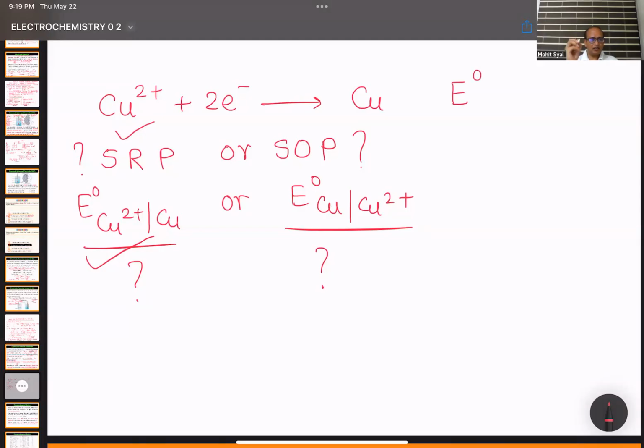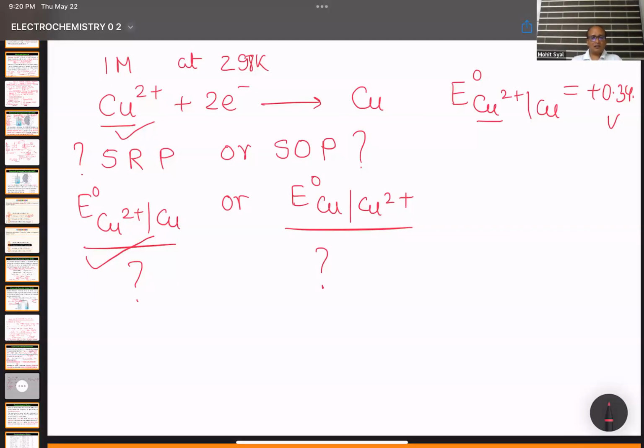And this value is measured by connecting this copper electrode to the standard hydrogen electrode, and it comes out to be, look, I have written Cu2+ and then Cu, plus 0.34 volt. Got it? This value is only there if you have 1 molar concentration at 298 K. So this is experimentally measured by linking this copper electrode to the standard hydrogen electrode.